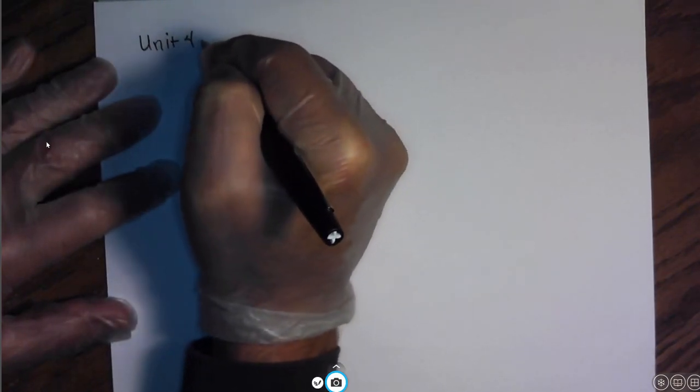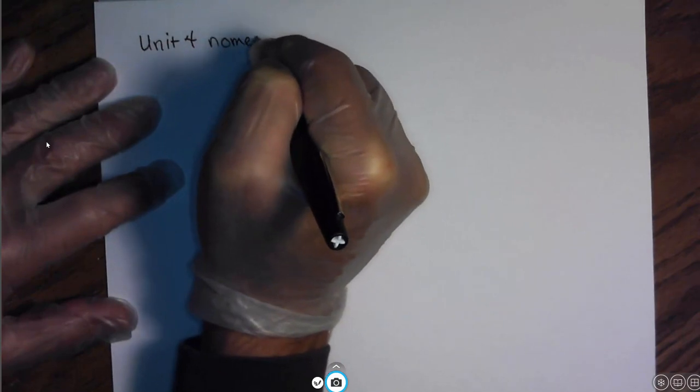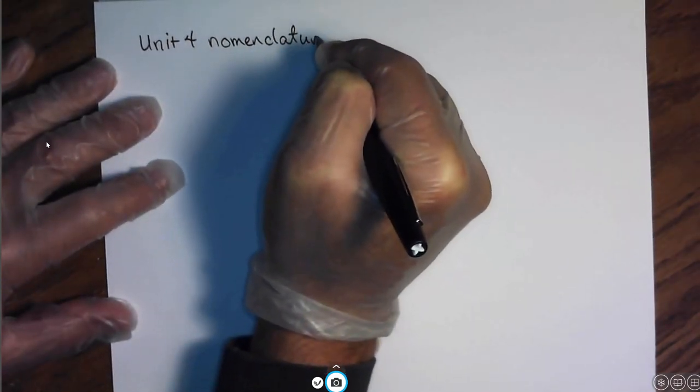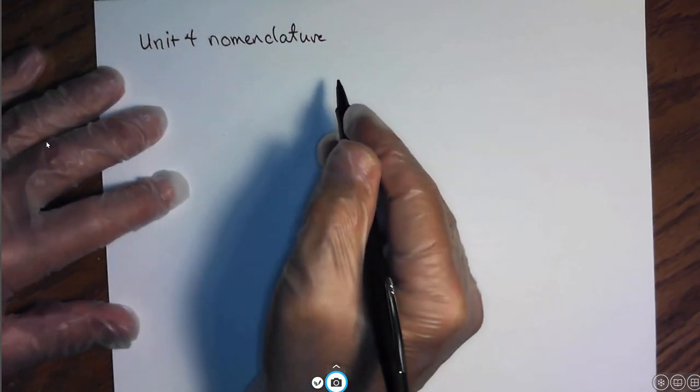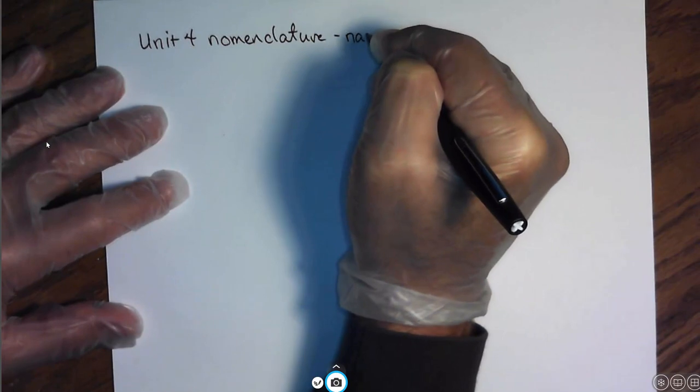So Unit 4 is about nomenclature. So let's take notes on this, please. Unit 4 is on nomenclature. Nomenclature is a naming system.